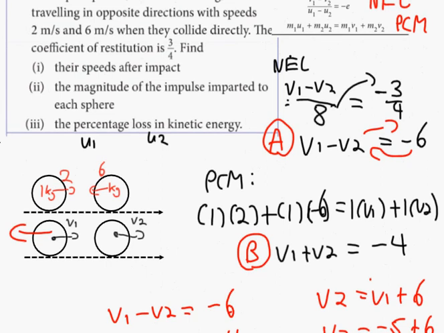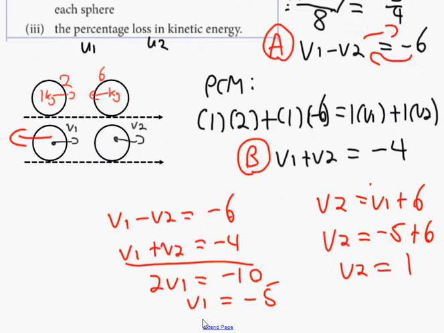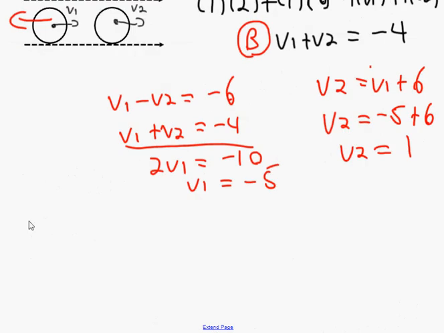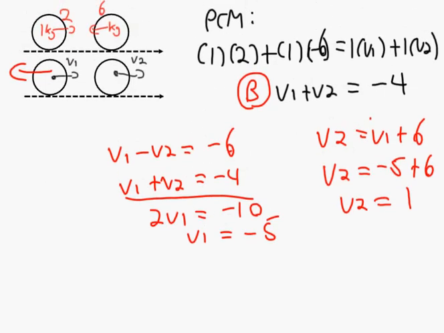Find the magnitude of the impulse imparted to each sphere. How do you do impulse, guys? Anybody remember? Anybody know what impulse is? mv, momentum before minus momentum after, of any of the spheres. So I'll call that sphere A and sphere B. Let's start off with sphere A.